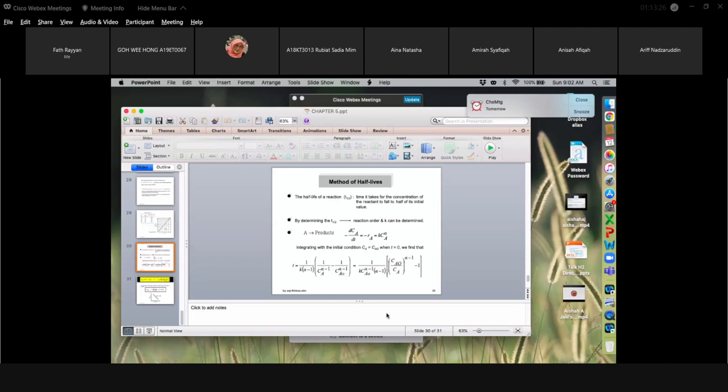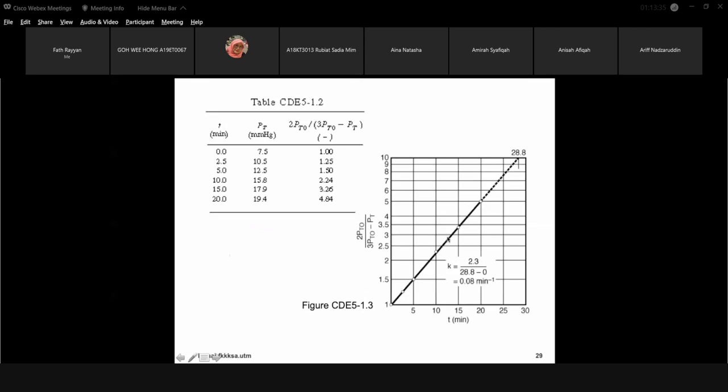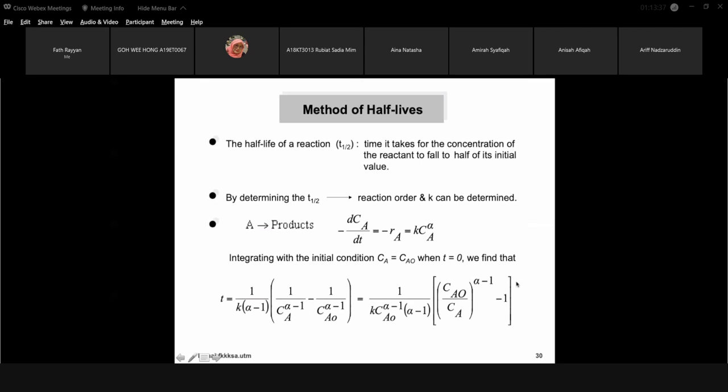Tadi kena clear dah. Finish already. Phone ni. Stop. Jangan.